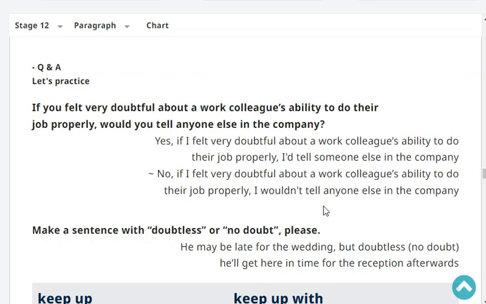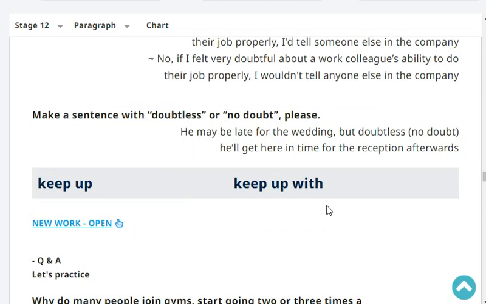If you felt very doubtful about a work colleague's ability to do their job properly, would you tell anyone else in the company? Yes or no? No. If I felt very doubtful about a work colleague's ability to do their job properly, I wouldn't tell anyone else in the company.